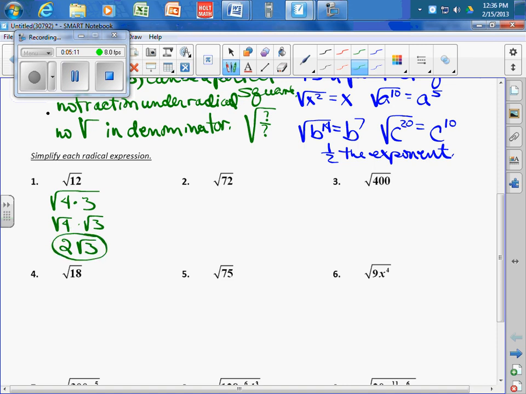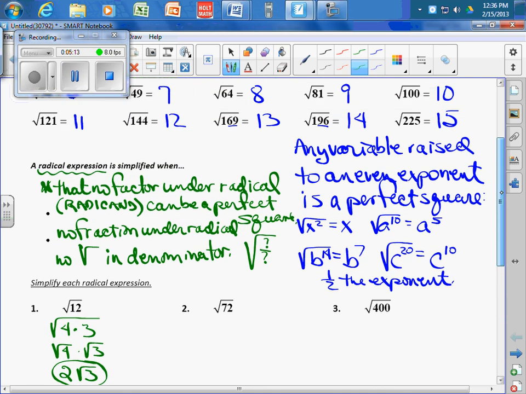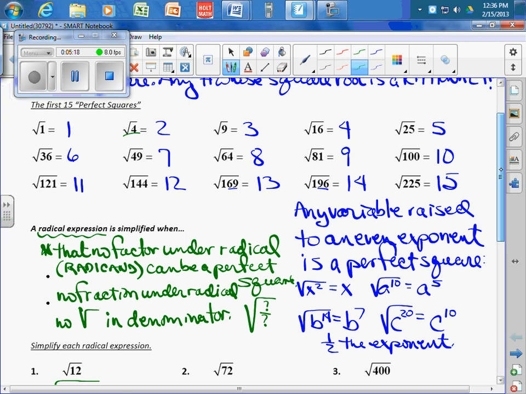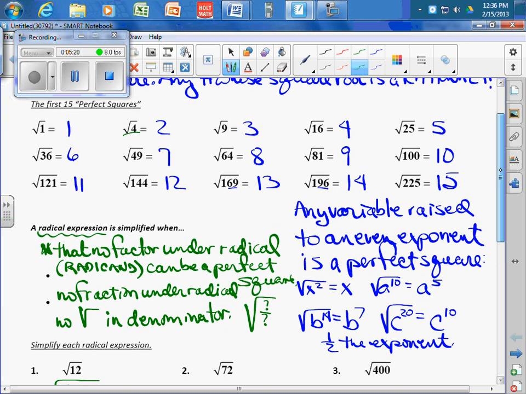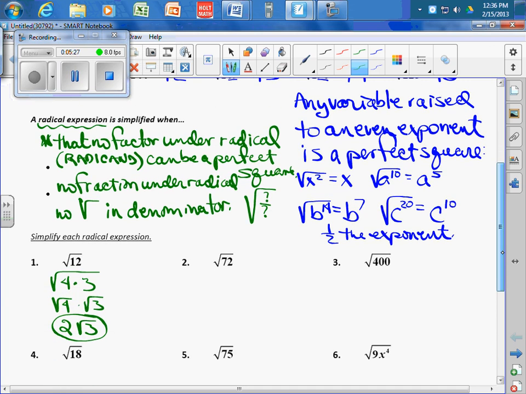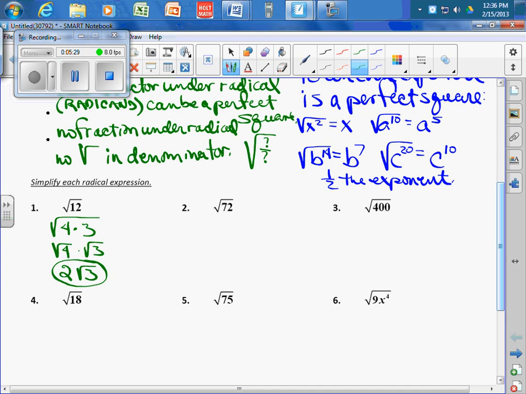72 has several different factors that are perfect squares. 4 can go into 72, 9 goes into 72. We always want to find the largest though. And the largest number that can go into 72 that is a perfect square is 36. So I can break 72 down into radical 36 times 2. And that will break down to radical 36 times radical 2. The square root of 36 we've said is 6, so our answer would be 6 radical 2.